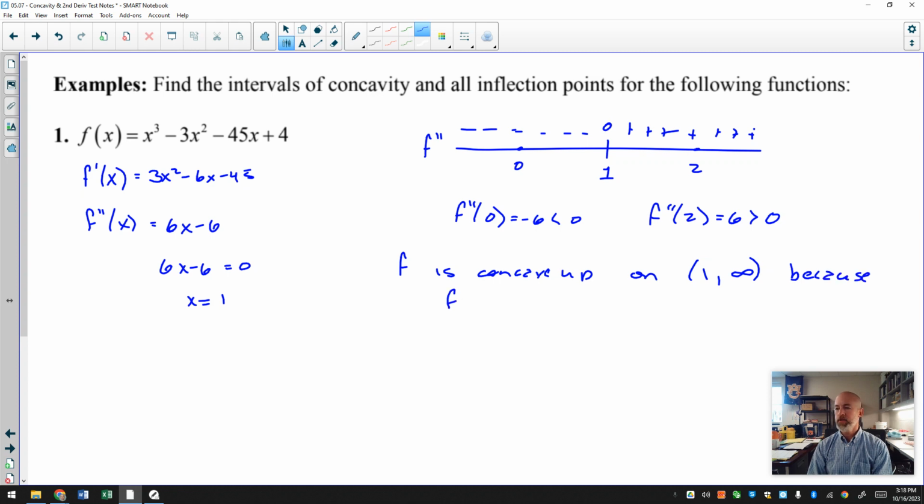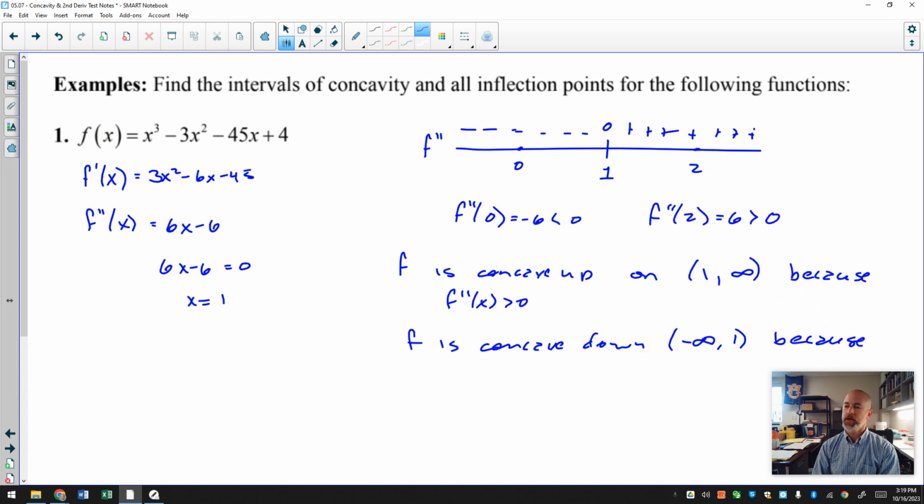On that interval, f double prime of x is positive. And then I can say that f is concave down from negative infinity to 1, and that would be because f double prime is negative on that interval. So there are the intervals of concavity, and then inflection points.